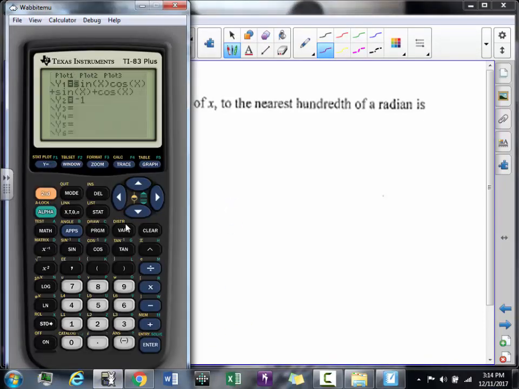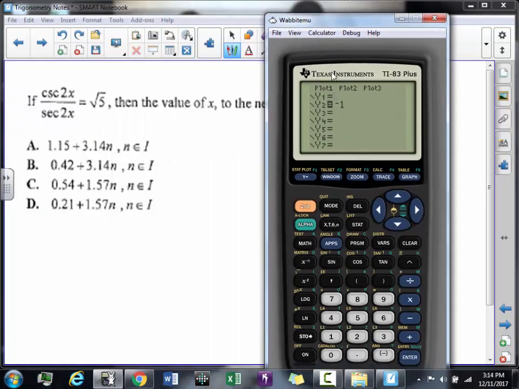So how do you type this in? You can't type in cosecant, but you can type in sine of 2x, then make it all go to the minus 1. You have to divide that by secant, that's cosine of 2x, make that go to the minus 1. And then all of this has to equal root 5.